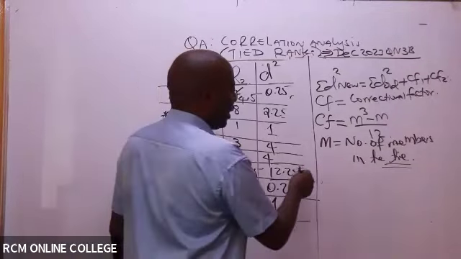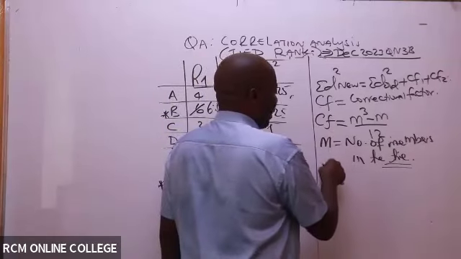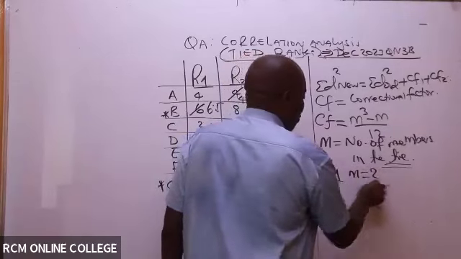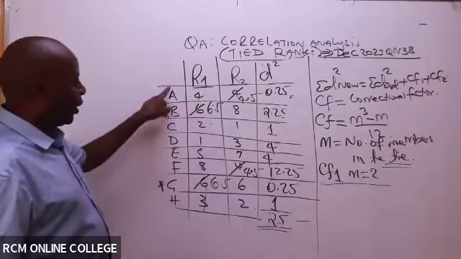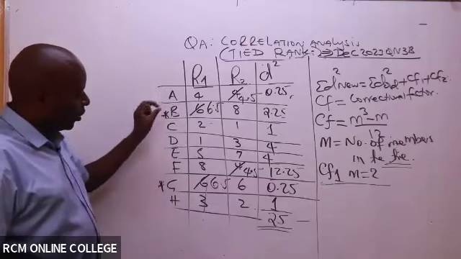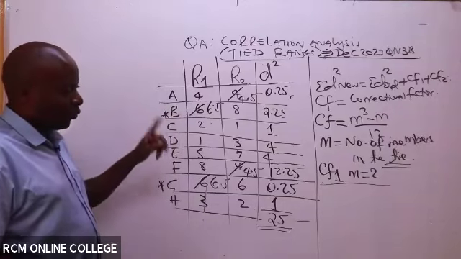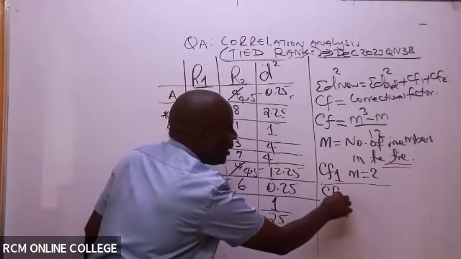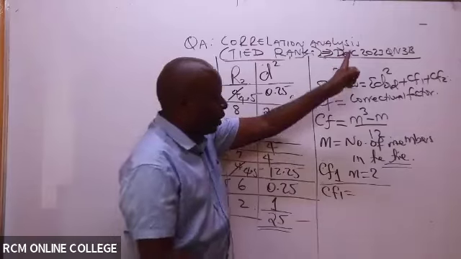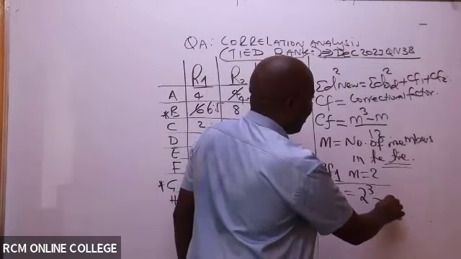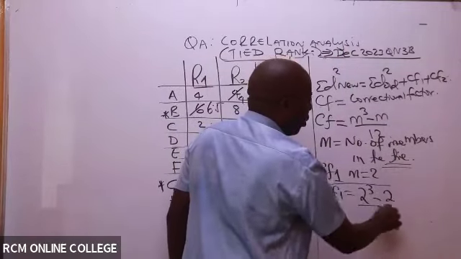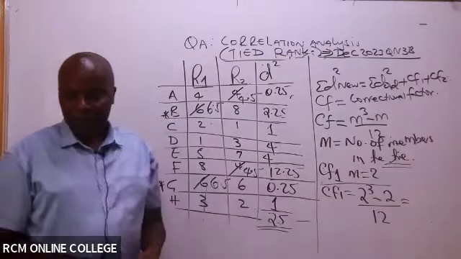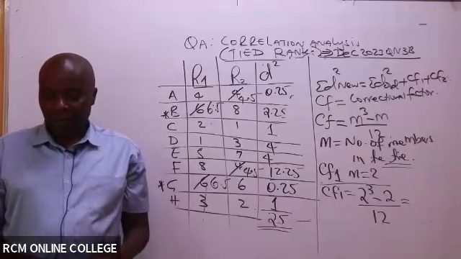So in this case we have the first m here, CF1. M is 2. We had 2 members who shared number 6. Then I will write CF1 equals 2 cubed minus 2, all over 12. Is there somebody who can punch this and give me the answer?